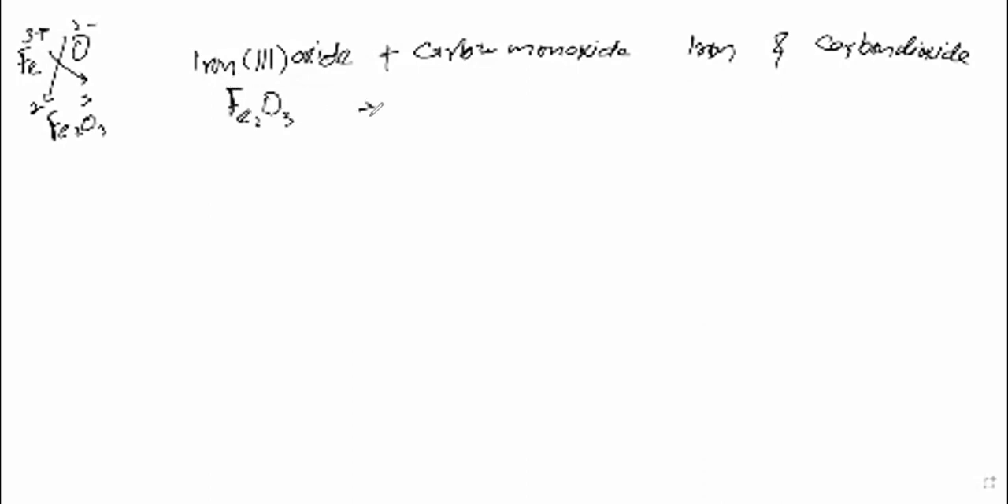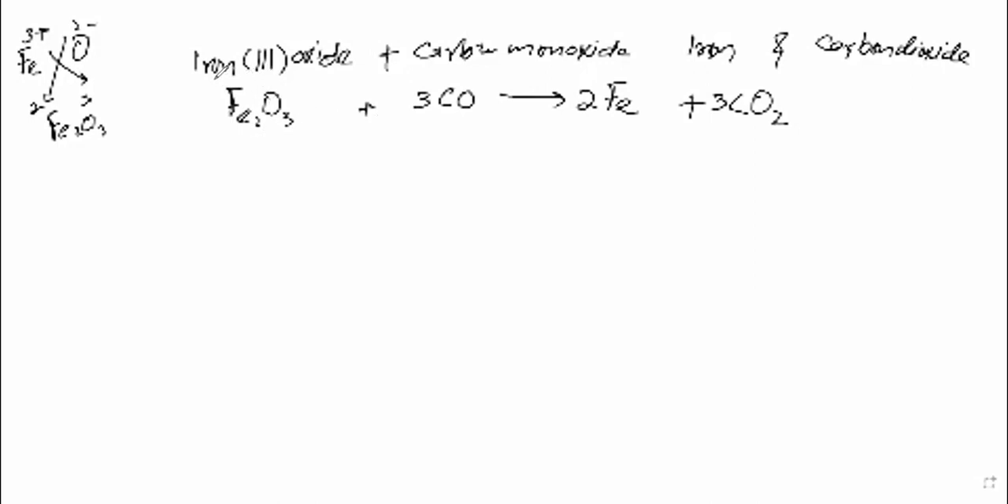Fe2O3 will react with carbon monoxide, CO. Then we get iron, Fe, and carbon dioxide, CO2. This is writing the equation from the description, and how can we balance it? First I'm writing it balanced, and next I will tell you how we can make it balanced. So this is the balanced chemical equation.